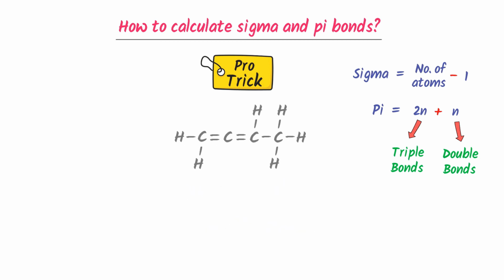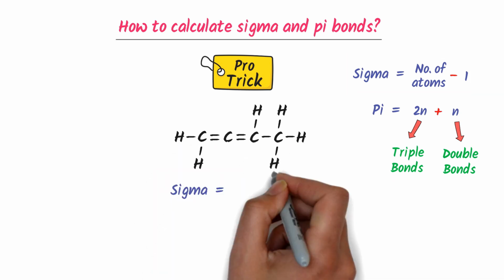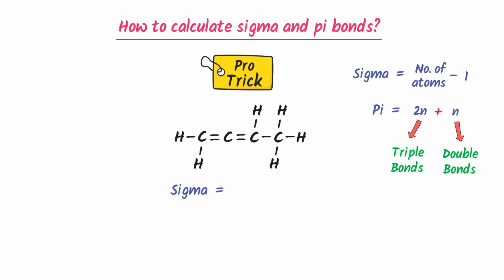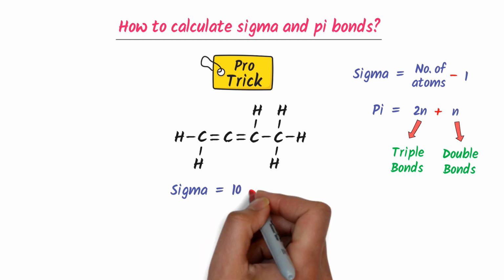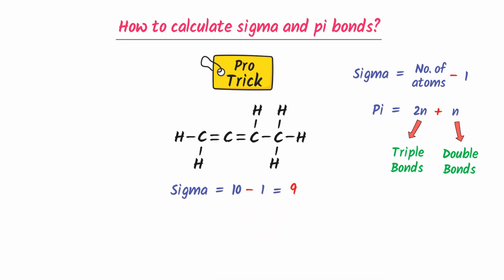Thirdly, consider this molecule. We use the trick. The sigma bonds in a molecule is equal to total number of atoms minus 1. 1, 2, 3, 4, 5, 6, 7, 8, 9, 10. There are 10 atoms present in this molecule. Hence 10 minus 1 is equal to 9. Thus there are 9 sigma bonds present in this molecule.